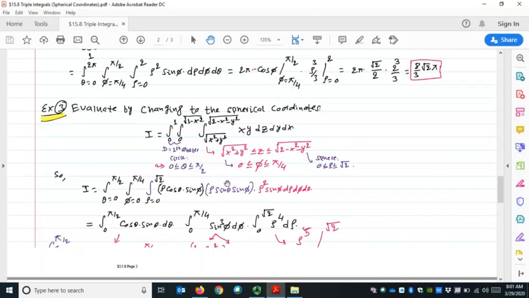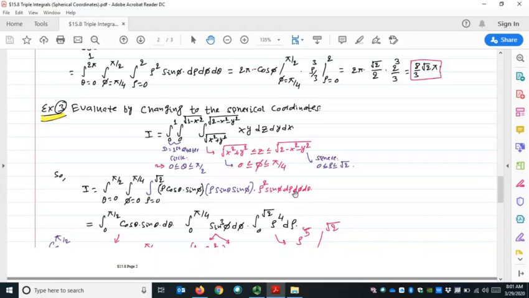Hopefully this determination of these limits makes sense to you all. Then let's start from the question. So the given triple integral I equals, let me start with the integrand function. x is rho cosine theta sine phi in spherical coordinates. y is rho sine theta sine phi in spherical coordinates. And our volume element in spherical coordinates is rho squared sine phi d rho d phi d theta.